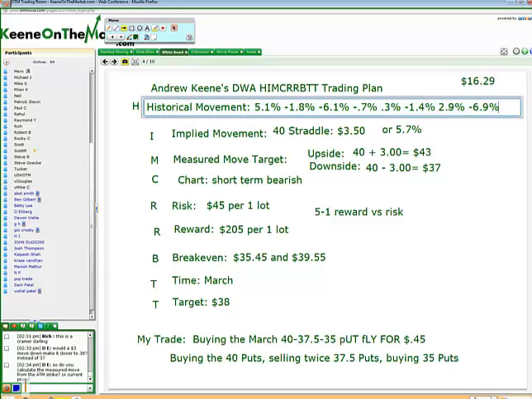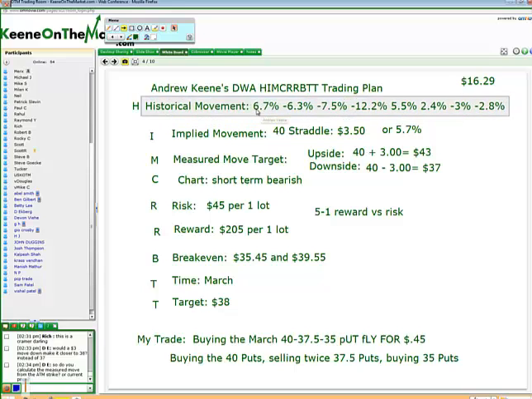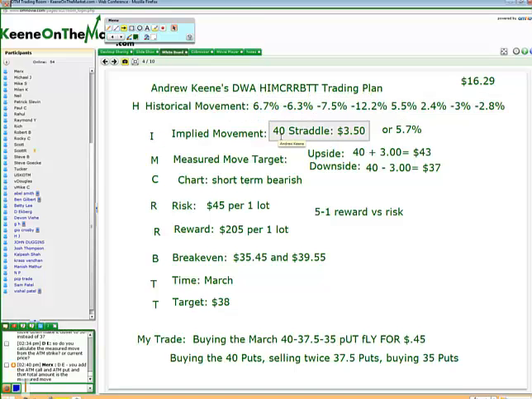Over the last 8 quarters, the stock has rallied 6.7%, sold off 6.3%, sold off 7.5%, sold off 12.2%, rallied 5.5%, up 2.4%, down 3%, and down 2.8%. If I had to make a trade just off historical movement, I would put a bearish trade on. It has sold off 5 of 8 quarters, and 3 of the last 4 quarters.